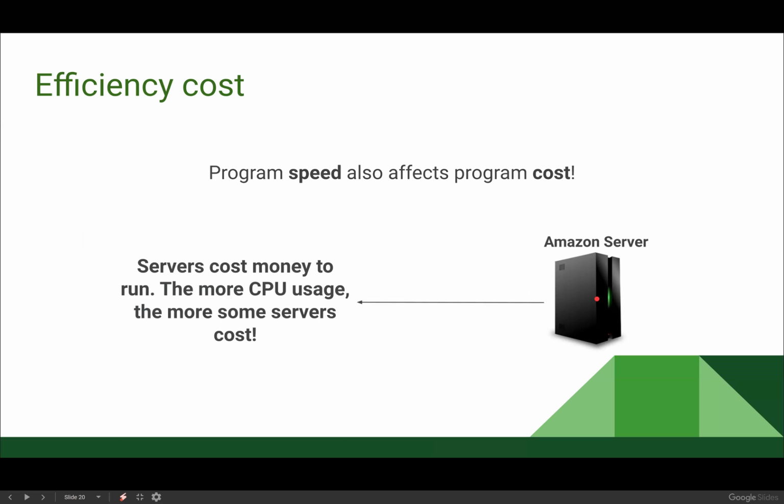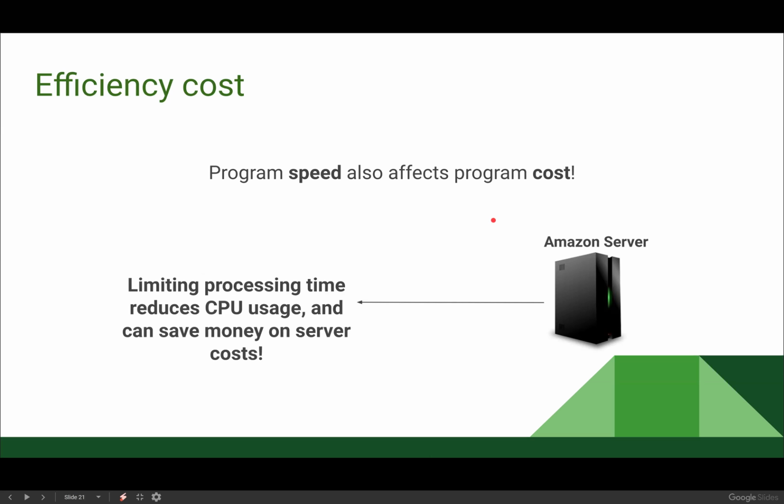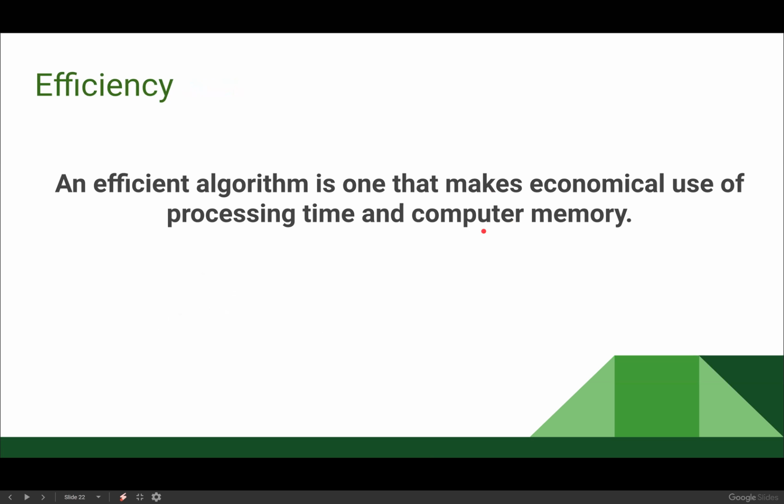And keep in mind, every computer, especially servers, costs money to run. And the more CPU you're consuming, the more it's going to cost to have the server running. So you want to make sure that you're limiting the amount of CPU you're using in order to reduce costs there. Like I just said, efficient algorithms make economical use of processing time and computer memory.